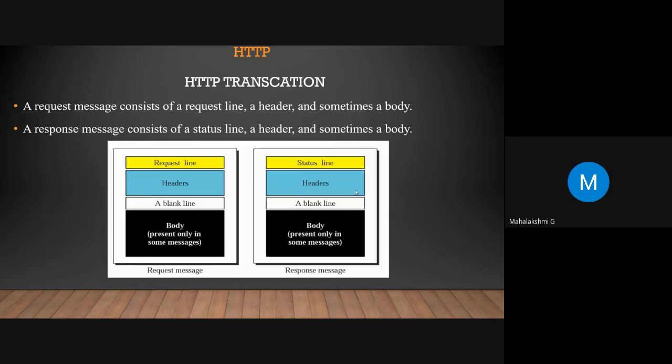So now we will see the format of the request and response messages. More or less, the formats of request and response messages are similar, as I have shown in the figure. So this is the request message and this is the response message. A request message consists of a request line, a header, and sometimes a body. Similarly, a response message consists of a status line, a header, and sometimes a body. Sometimes means it is not compulsory. It may or may not be present.